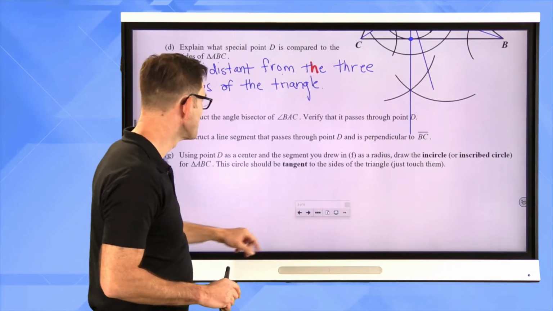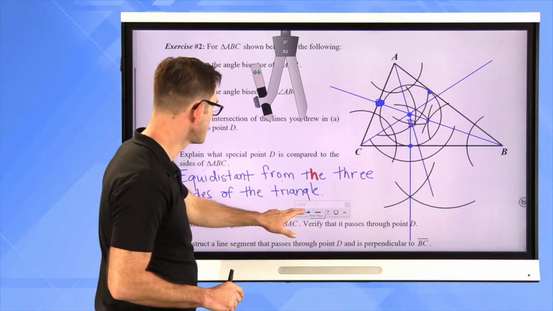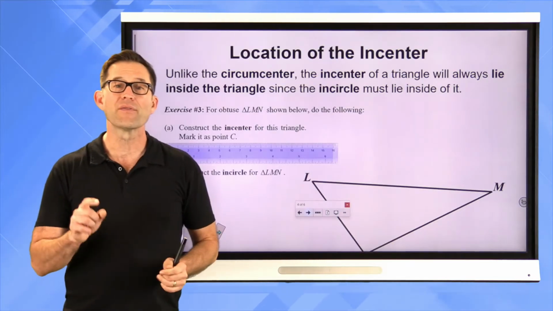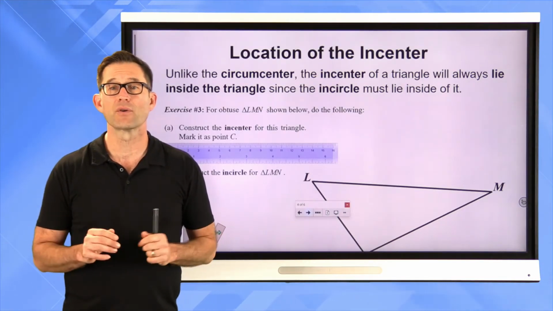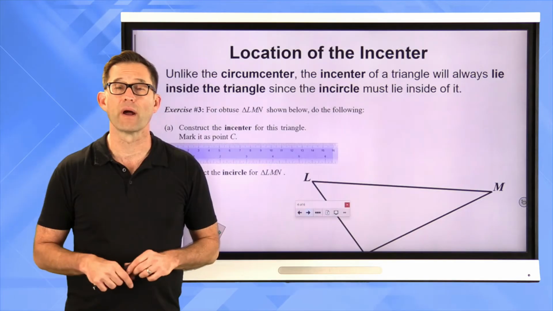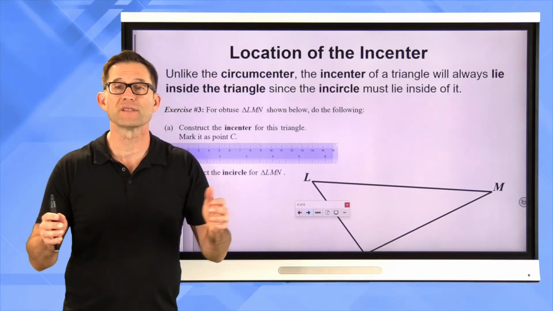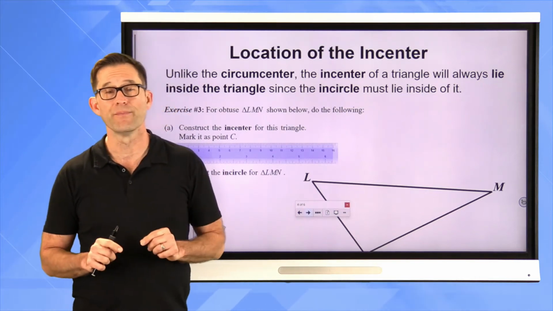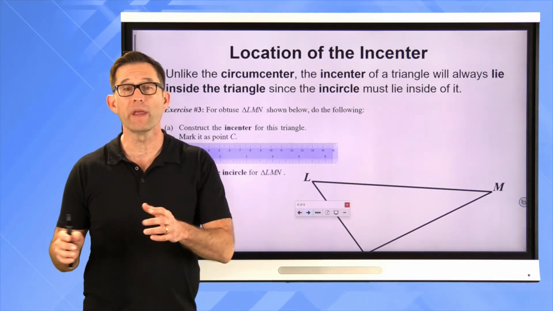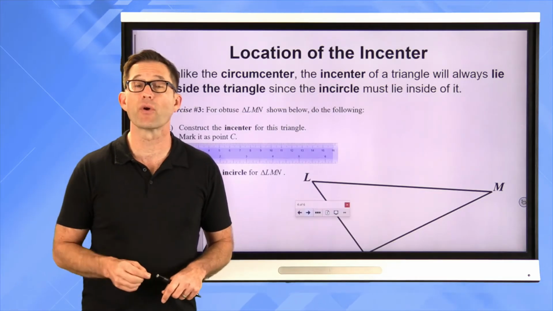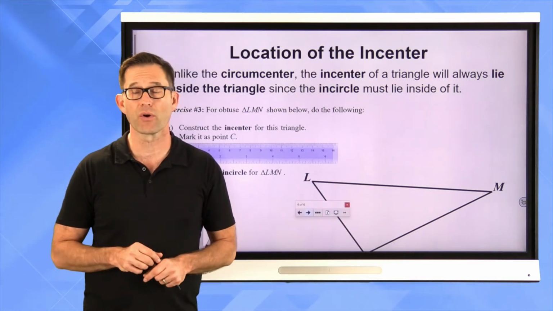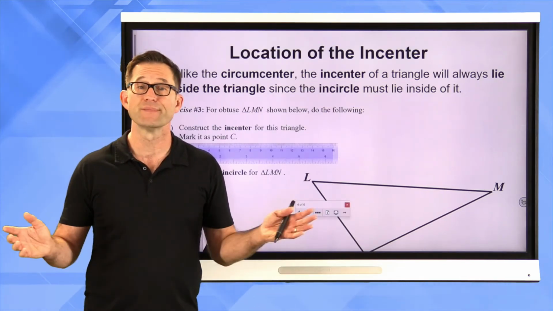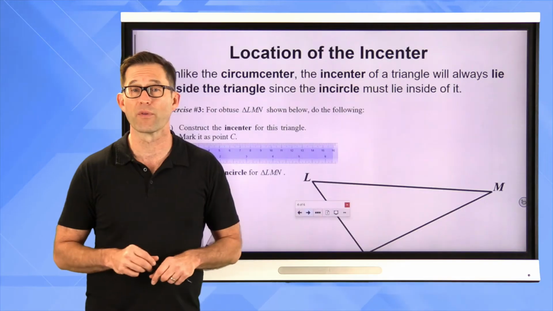All right, so let's talk a little bit about this. Location of the incenter, right? Unlike the circumcenter, the incenter of a triangle will always lie inside the triangle since the incircle must lie inside of it as well. But like the circumcenter, we don't have to draw all three of the angle bisectors, we just really have to draw two of them. Because it's a point of concurrency, all three angle bisectors will intersect at the same point, so there's no reason to really draw more than two of them.